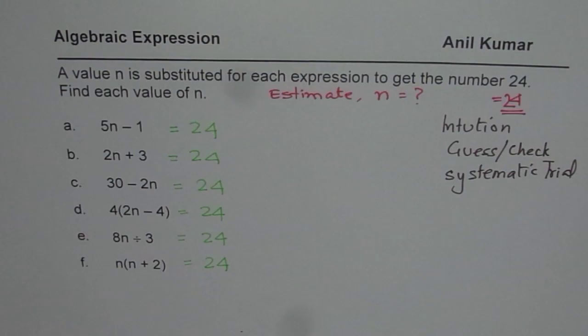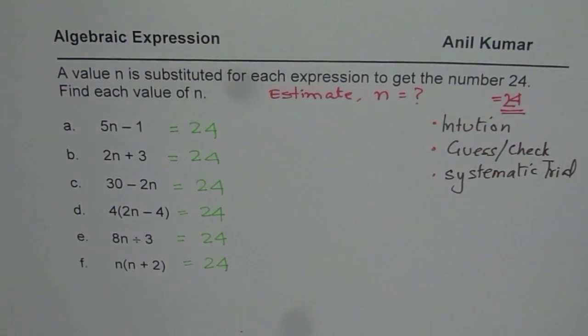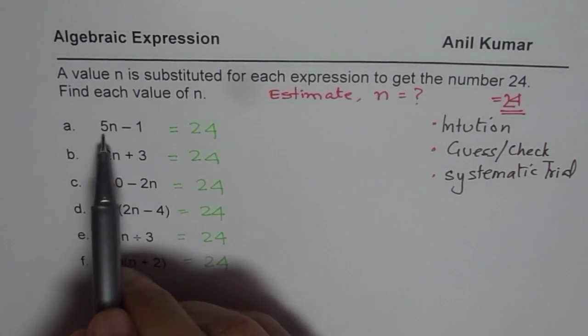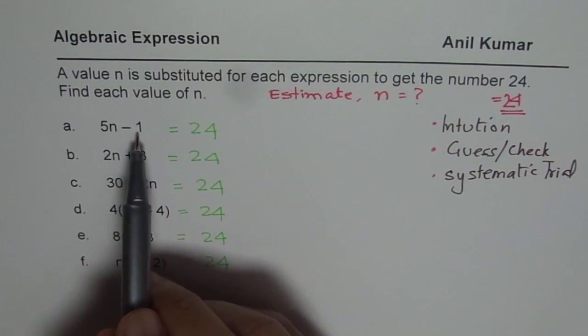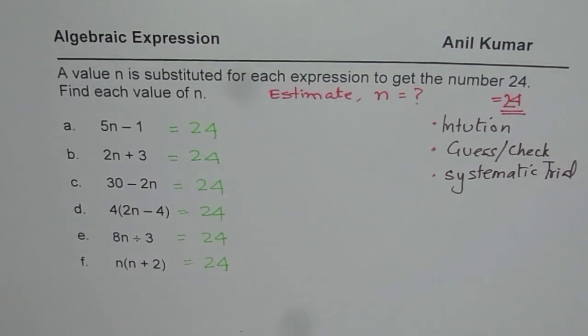You could use any of these methods to solve this particular question, right? So now try it out. It's a very interesting exercise. You can actually use any of these methods. You can just guess, right? So for example, let's make a guess for the first one. We need 24. 5 times what is close to 24? Just one more than that. 5 times 5.